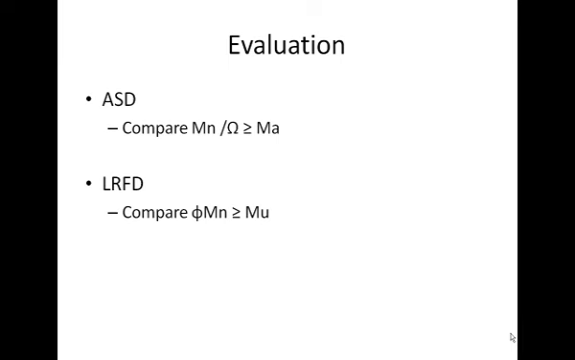As far as evaluation goes, we're basically looking at the design moment capacity of our beam and comparing it against the required moment that's in the situation that we have. If this is ASD, you're comparing nominal moment strength divided by the safety factor omega and seeing if it's greater than or equal to the required moment strength MA. In LRFD, it's the design moment capacity again. This time, however, it's MN, the nominal capacity, multiplied by a resistance factor.